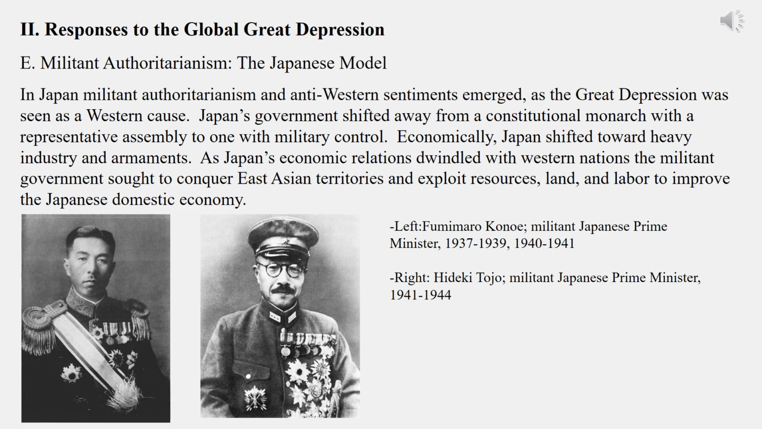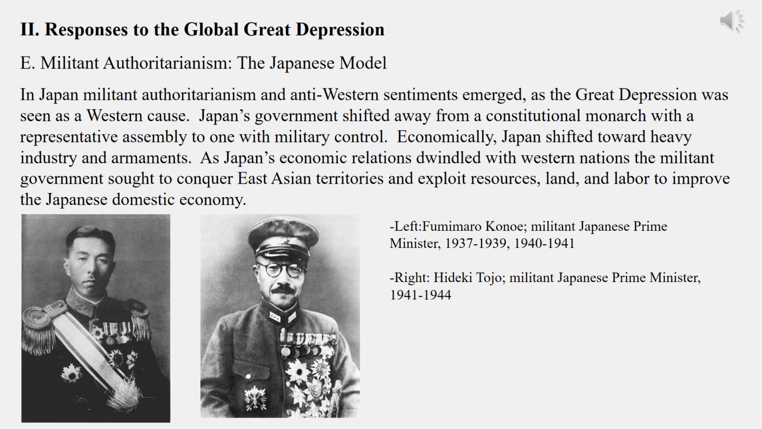This slide addresses the response that Japan's government gave to the global Great Depression, as it, like Germany, Italy, and the Soviet Union, turned toward greater authoritarianism, militarism, and aggression. In Japan, militant authoritarianism and anti-Western sentiments emerged as the Great Depression was seen as a Western cause. Japan's government shifted away from a constitutional monarch with a representative assembly to one with military control. Economically, Japan shifted toward heavy industry and armaments.